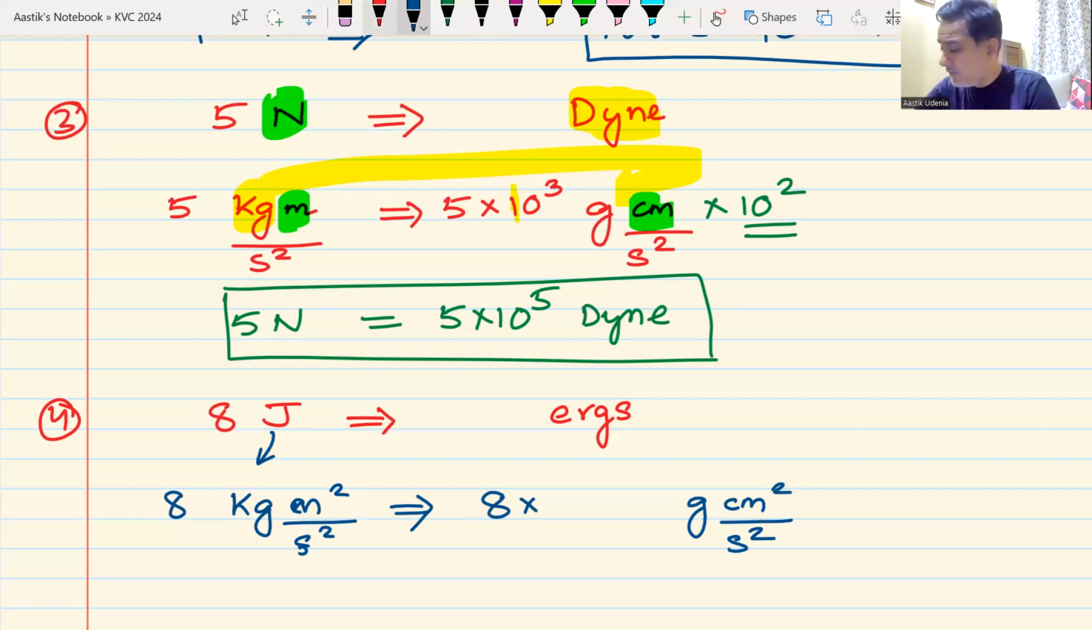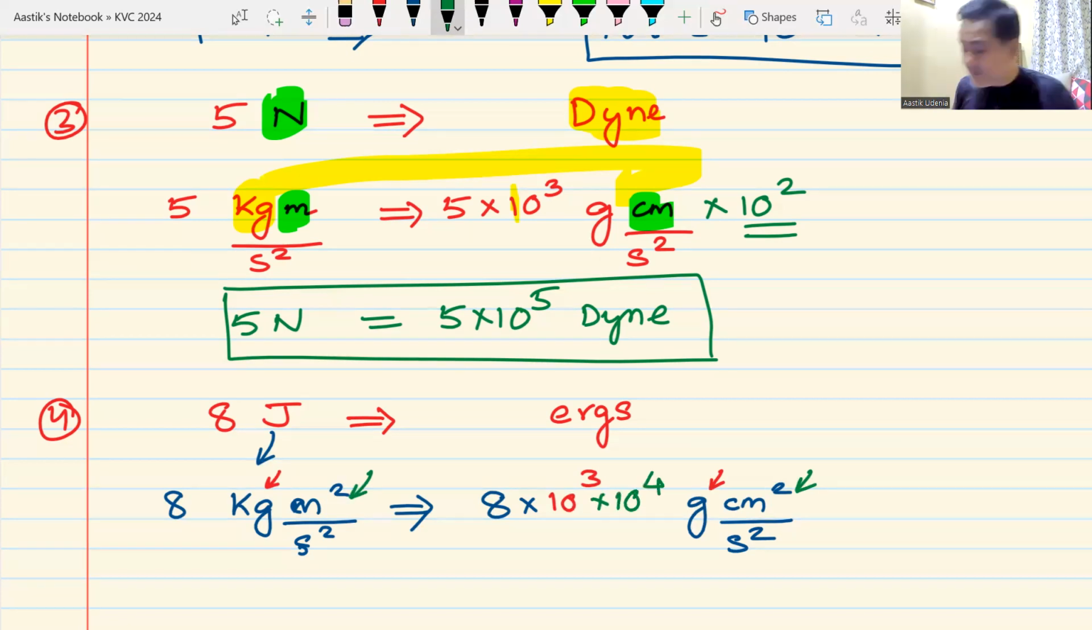Convert kg into grams. I will do it by red. That is 10 raised to the power of 3. Convert meter square into centimeter square. We have done this before. So that will be multiplied by 10 raised to the power of 4. Do we remember this? Yes or no?